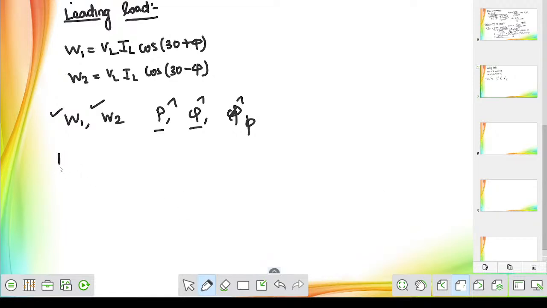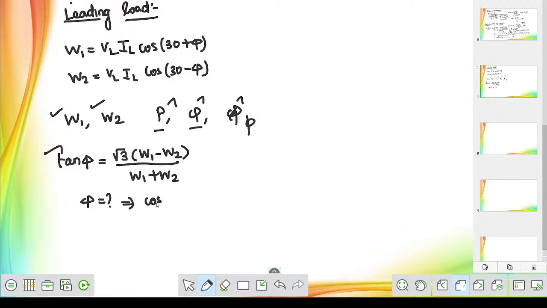See, for an example, I will tell you. First, the power factor formula: tan phi is equal to root 3 times of wattmeter 1 reading minus wattmeter 2 reading, divided by wattmeter 1 reading plus wattmeter 2 reading. That is the formula to calculate the value of tan phi. From this, calculate the value of phi. From this, calculate the value of power factor. That is how we calculate the power factor.